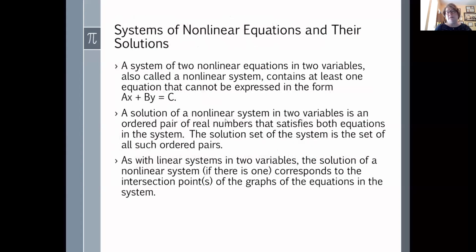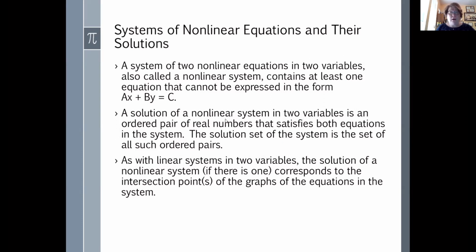What makes a system of nonlinear equations? A system of two nonlinear equations in two variables is also called a nonlinear system. It contains at least one equation that cannot be expressed in the form ax plus by equals c. So at least one of the equations is not a line. A solution of nonlinear systems in two variables is an ordered pair of real numbers that satisfies both equations in the system. The solution set of the system is the set of all such ordered pairs.